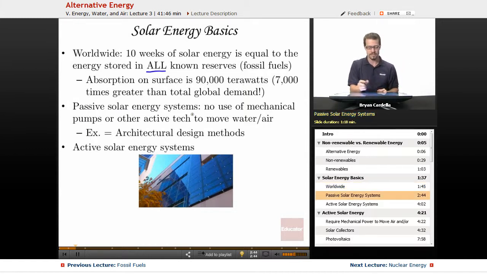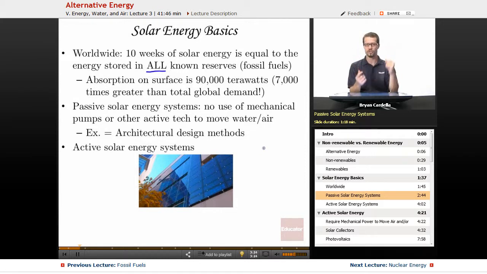Passive solar energy systems are different from active solar energy systems. So passive, obviously it's not active. So this involves no use of mechanical pumps or other active technology to move the water or the air. So usually you're talking about building design. So architectural design methods in ancient Islamic architecture, they definitely took advantage of this. But modifications to your building, whether it's an overhang to block the summer sun from coming in and overheating your house, by doing that, you wouldn't have to use something like air conditioning or electric fans quite as much to cool down the house, if you could just do that naturally with the architecture.